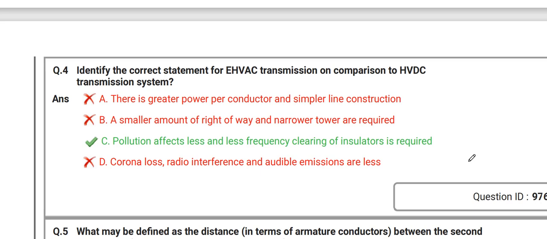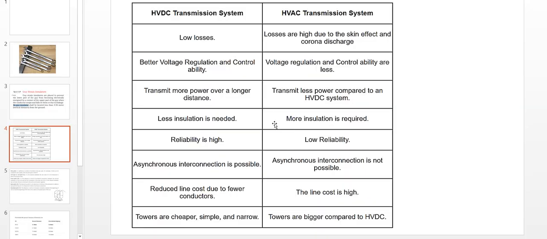So we know that three points are in favor of HVDC, and the pollution affects less and less frequent cleaning of insulators is required in HVAC. And these points you have to remember. These are important points. Okay, they can ask anything from these points.